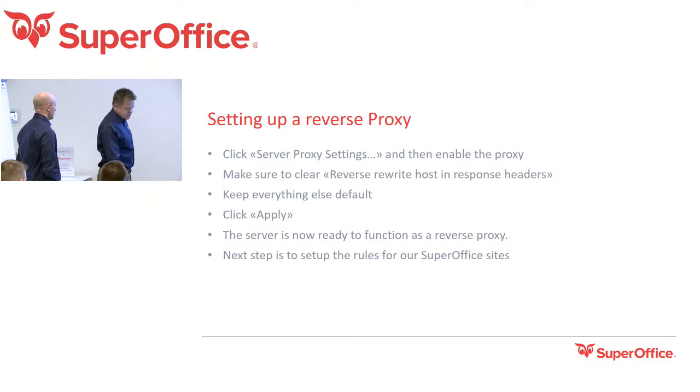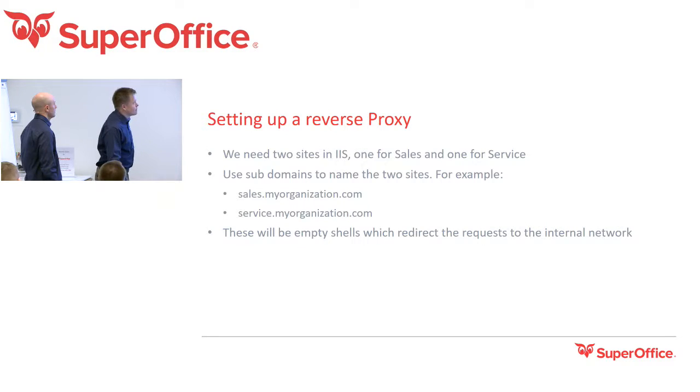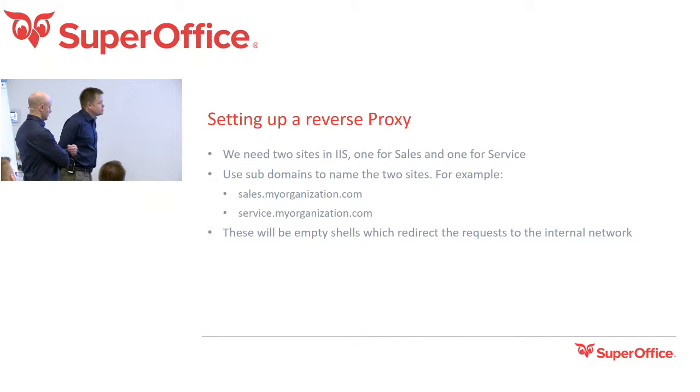But now we need to create the sites for our SuperOffice sites. When we get a request into the DMZ zone, into the proxy server, it needs to know what to do with these requests. So to do this, we need to create 2 new sites in IIS. We're still on the proxy server. And you should have, or you can have, 2 subdomains. That's the normal way to do it on those 2 sites. For example, in our example, we have sales.myorganization.com and service.myorganization.com for those 2 servers.